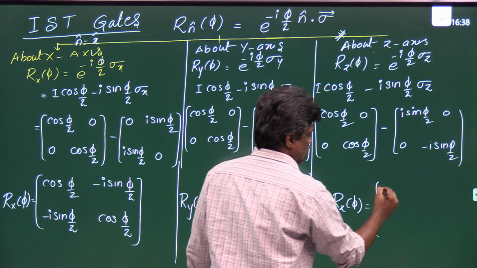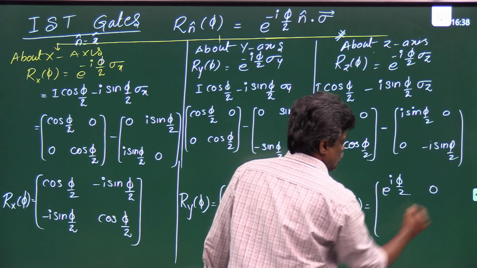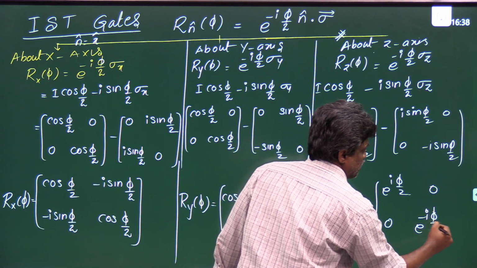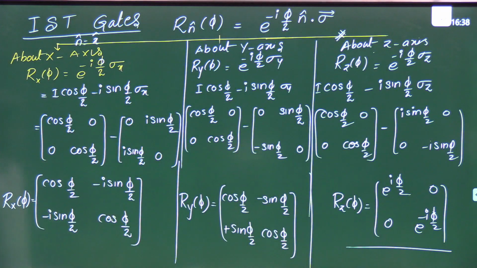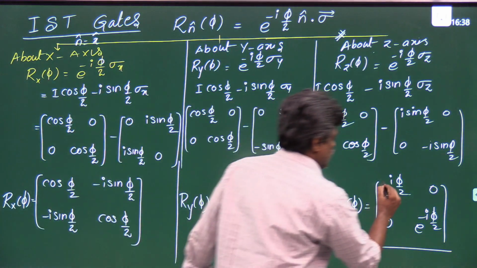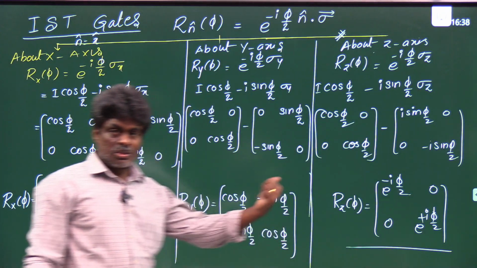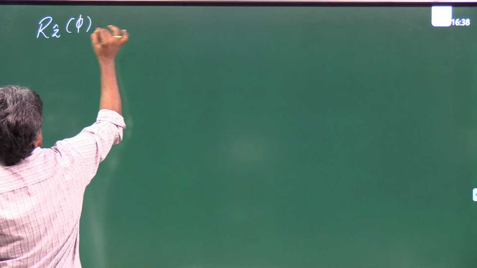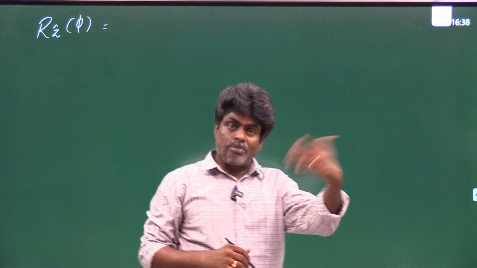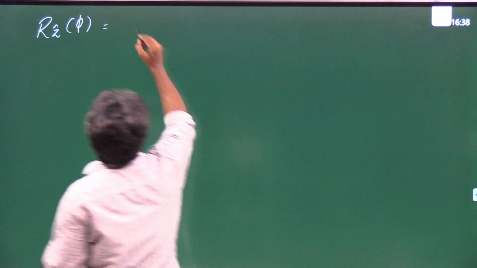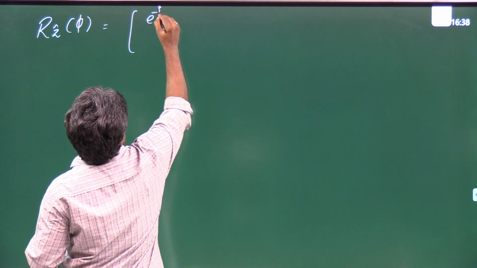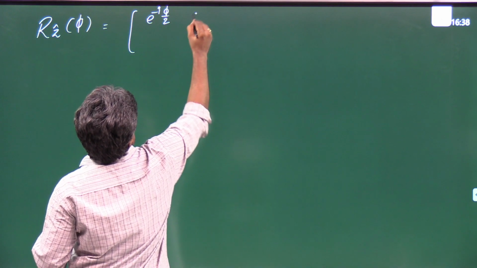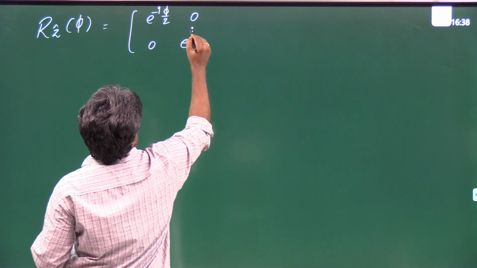So I think you got here e raised to i phi by 2, 0, 0, e raised to minus i phi by 2. Check whether I think this is minus and this is plus. Please check your answers. Right. Now stop. So here I am taking this as Rz cap of phi. This is the spin rotational operator about z axis. How much did we get once again? E raised to minus i phi by 2 and 0, 0, e raised to i phi by 2.